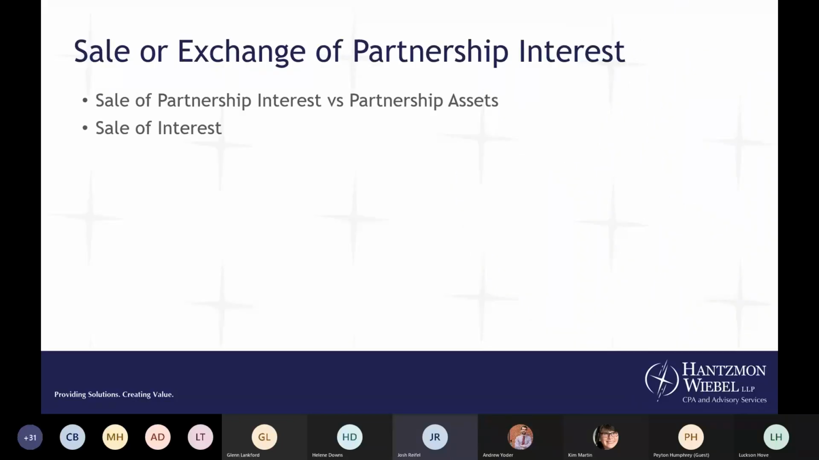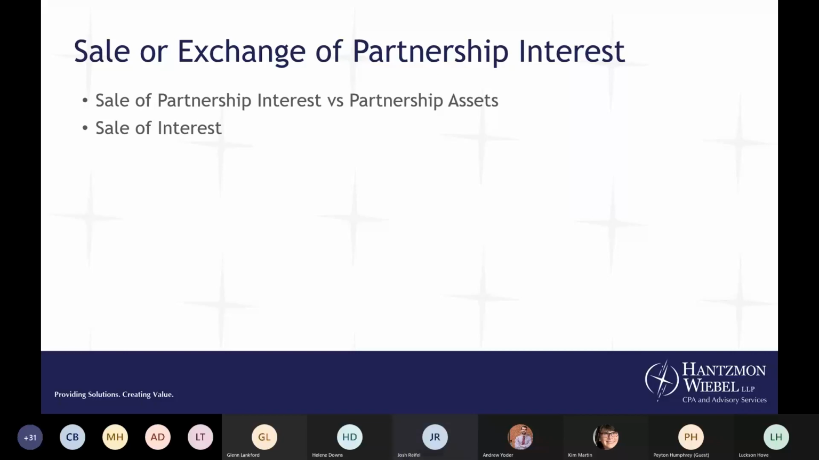Okay, so we're going to move on to, and I actually reordered this from the outline at the beginning of the presentation, the sale or exchange of partnership interest. The reason I'm going to talk about this first is that we're going to go into some elections that go along with sales and exchanges of partnership interest afterwards. So I felt it was better to talk about this first.